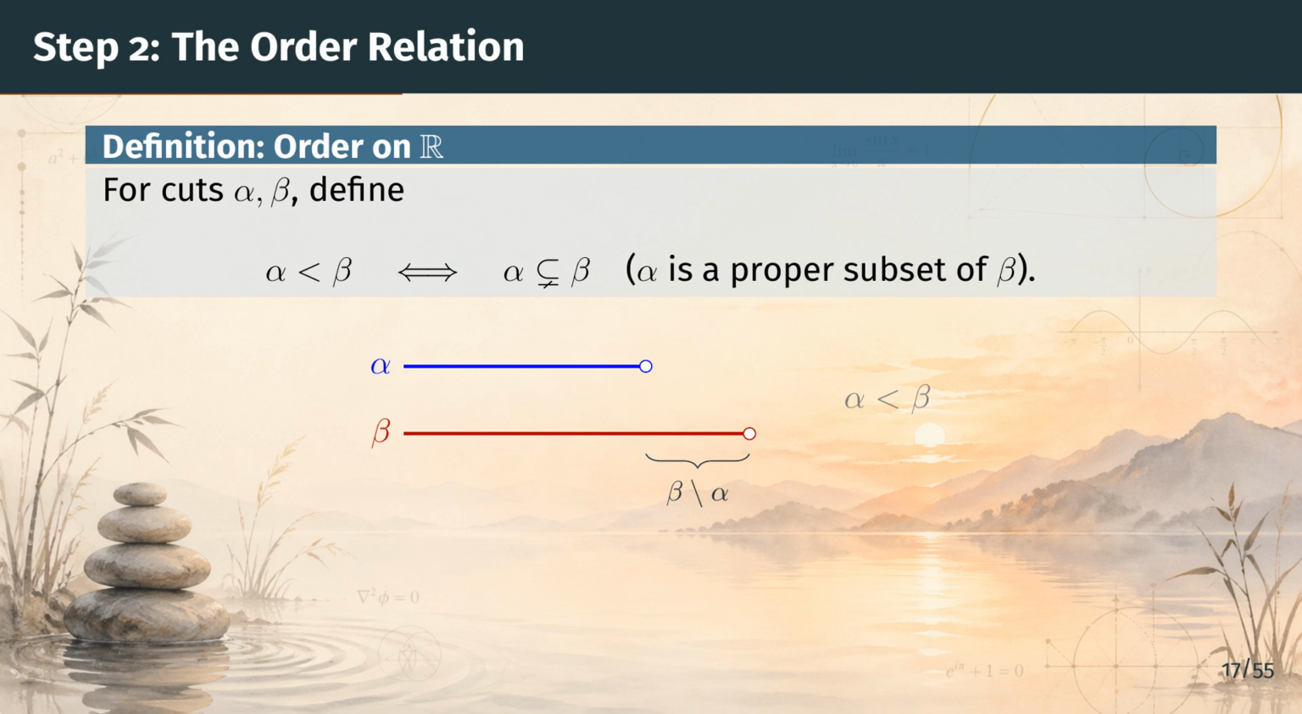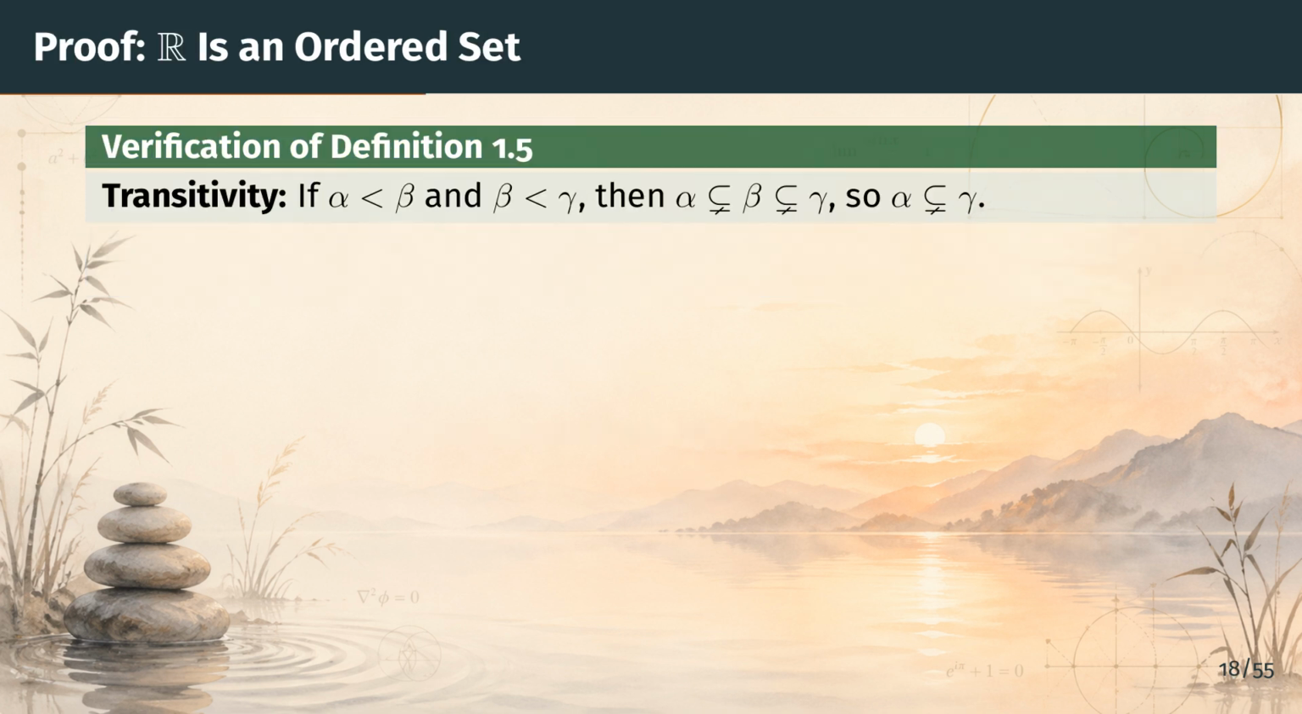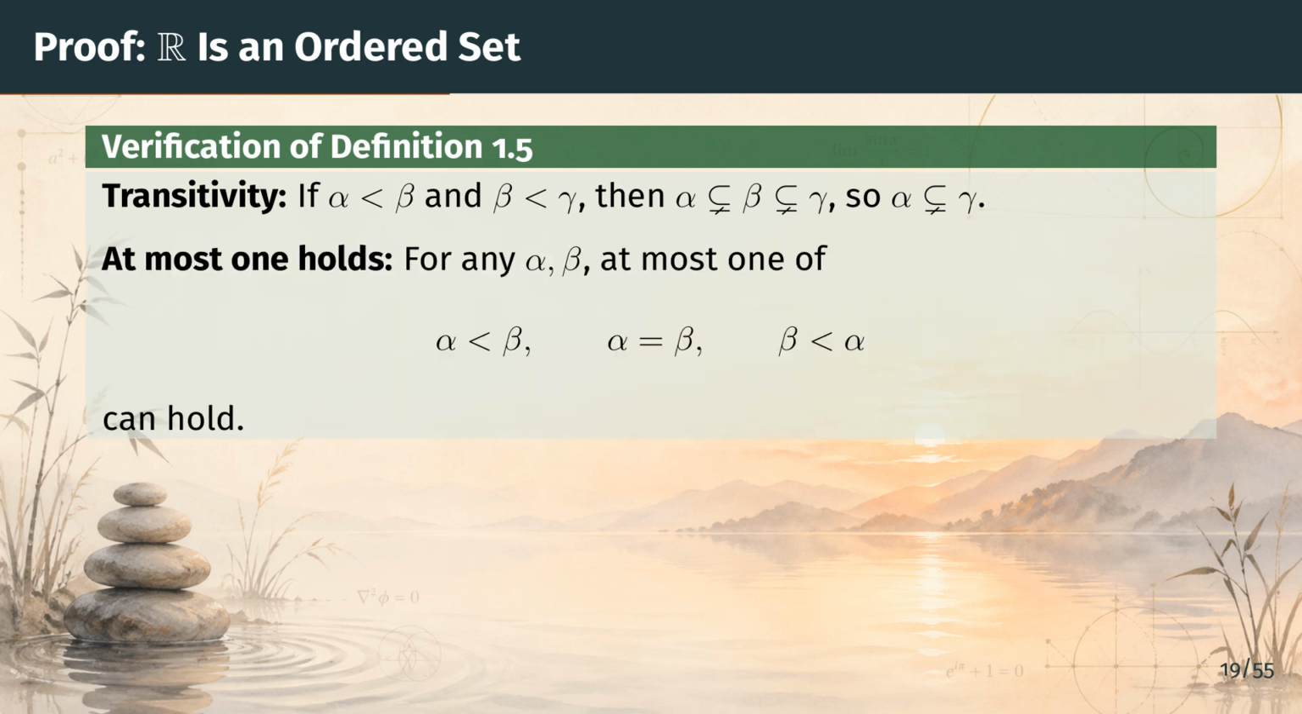set axioms. Transitivity is free because subset inclusion is already transitive for any sets whatsoever. It has nothing to do with cuts. We get this axiom without paying anything, which is the kind of bonus you hope for when your structure is built from well-chosen pieces. This clause is also a freebie from set theory.